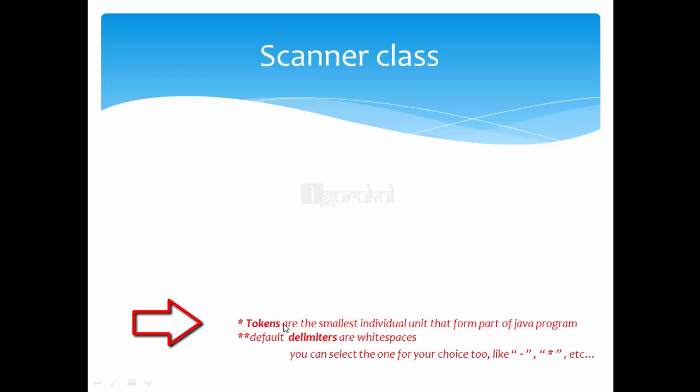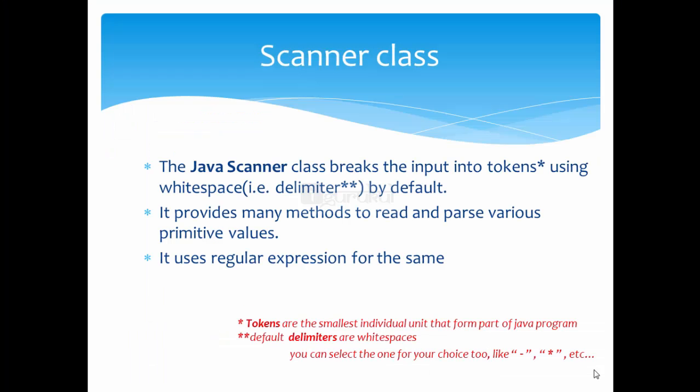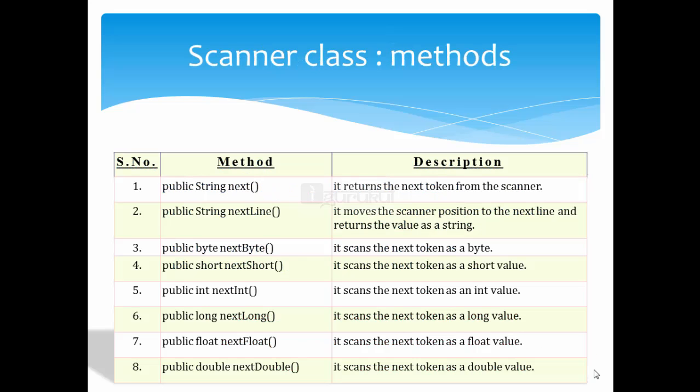Tokens are nothing but the smallest individual units that form part of a Java program, and the default delimiter is a white space. Delimiter means the thing that separates one token from another. So for this example, "you" is a token, then a white space, then "have" is a token, and so on. It will move on to the end of the statement. So this is all about the Scanner class. Let's have a brief look at the methods which we can use in the Scanner class. These are the few methods which we will be using in our program right now. Let's check it out practically, and then you can try them one by one by yourself.